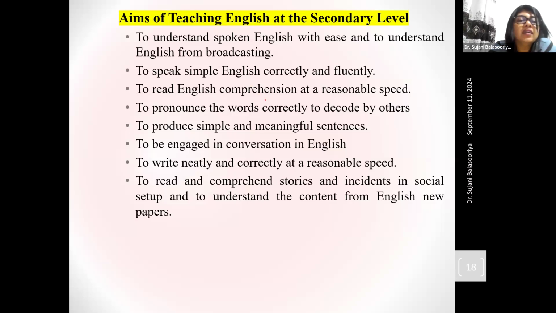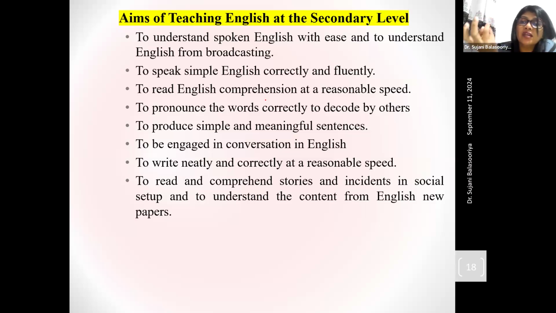Okay, right, we'll see. To understand spoken English with ease and to understand English from broadcasting, right? Now, you need to compare these aims with the primary aims than the earlier one. Here, the students at the secondary level are expected to understand spoken English with ease, means easily understand spoken English, and also they should be able to listen and understand the English in broadcasting channels, right? In news broadcast likewise.